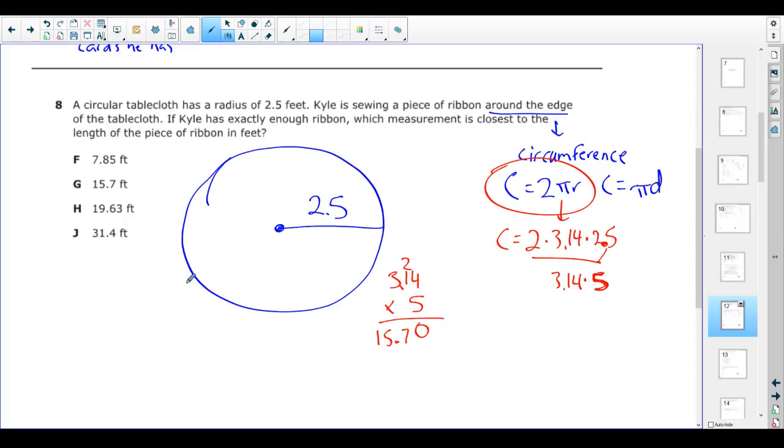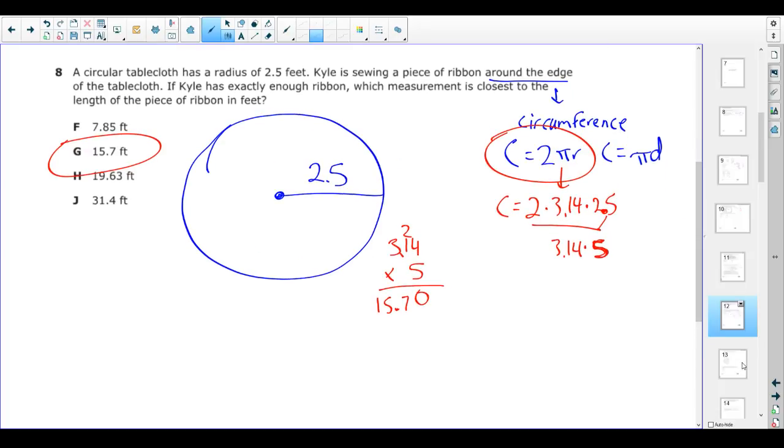It is 15.70, which is answer G. Okay, so make sure you use your formula chart. That's what it's there for. Anytime you deal with shapes, go to the formula chart.